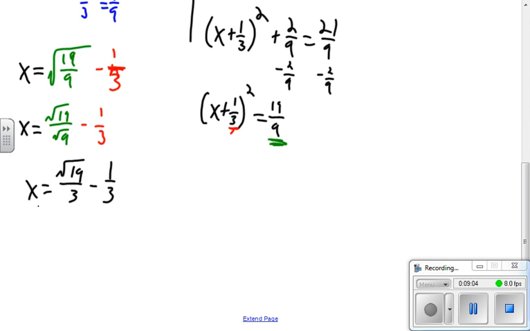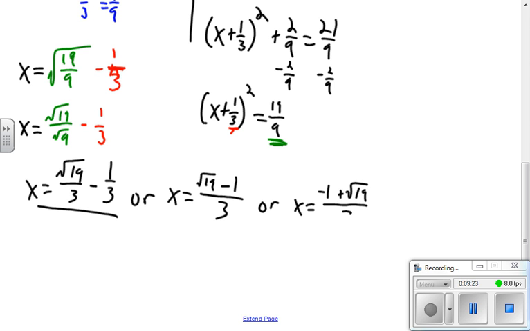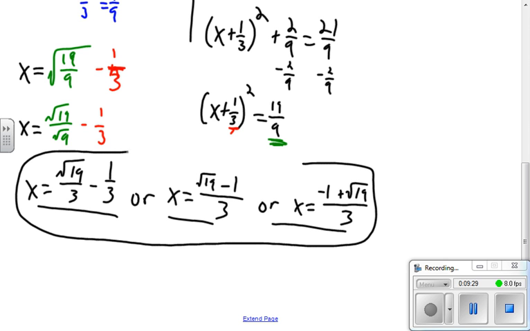So we can either leave it like this, or we can combine it and say x equals square root of 19 minus 1 over 3. Or if you wanted to put the radical at the end, you would say x equals negative 1 plus root 19 all over 3. Any of these is acceptable. They still say the same thing. Now again, if we wanted to check whatever one we use, if we use this one, you'd have to put this whole piece in for x when you plug it back in. But that's how you would solve in that case.